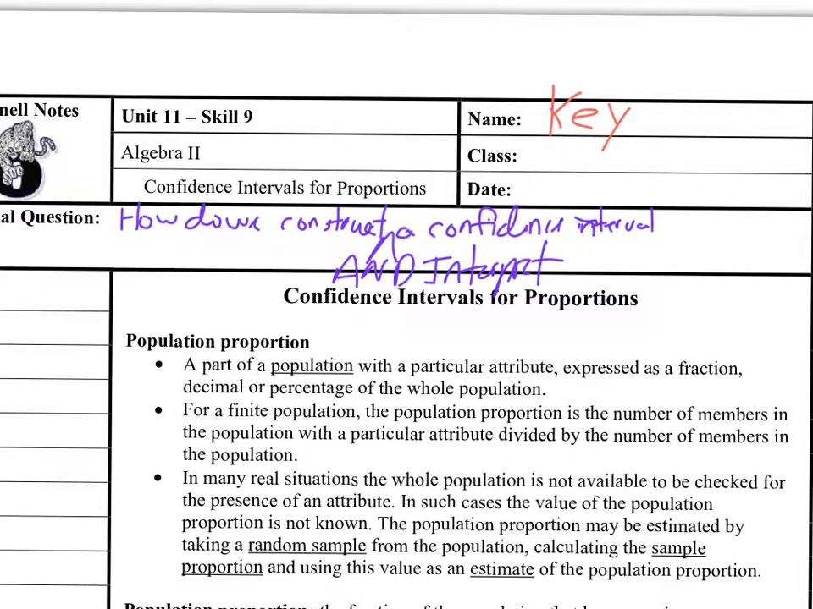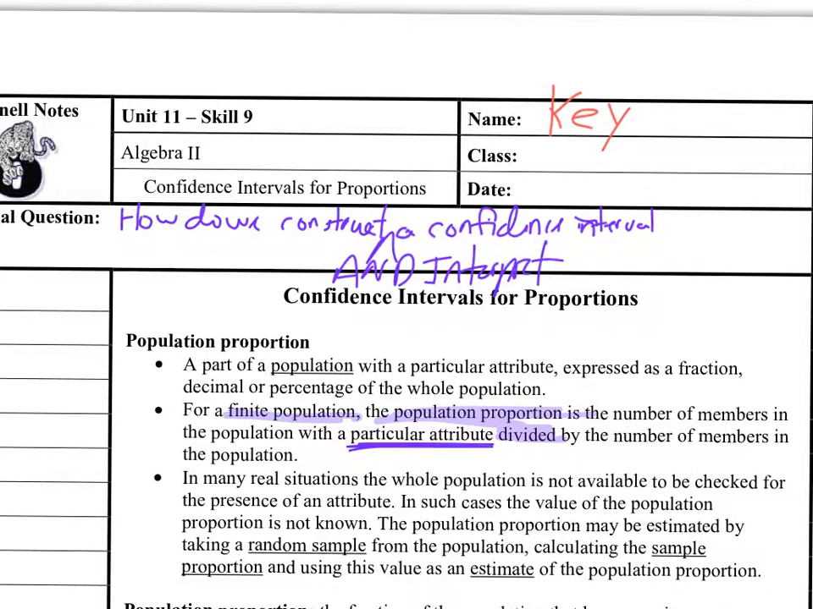So the population proportion is a part of the population with a particular attribute, expressed as a fraction, decimal, or percentage of the whole population. So it's a part over a whole. For a finite population, the population proportion is the number of members in the population with a particular attribute divided by the number of members in the population. So the number of people that like the color purple divided by the total number of people, okay?